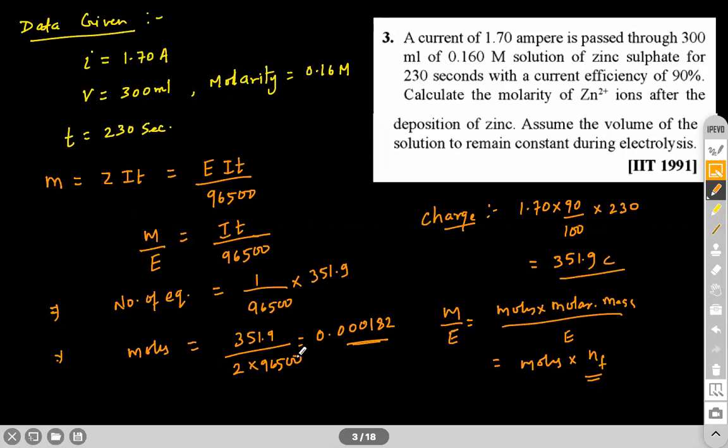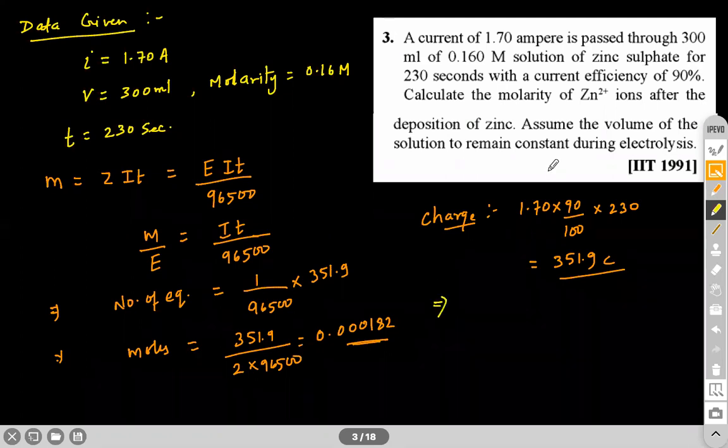This is a 1991 subjective question. In this kind of question there was complex calculation, but you won't get such complicated calculations in exams nowadays, so don't worry about that. But the concept you must understand. This is the number of moles of Zn2+ deposited. Because we need to find the molarity, what is the new molarity?